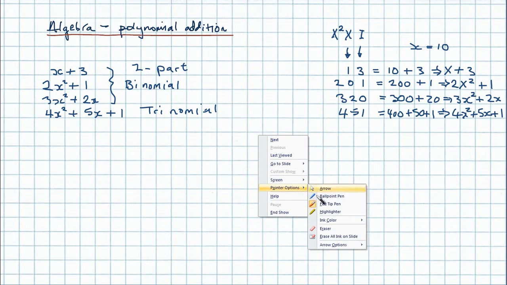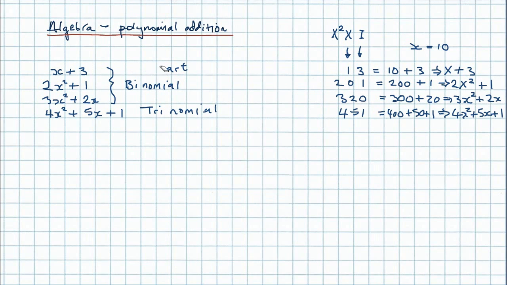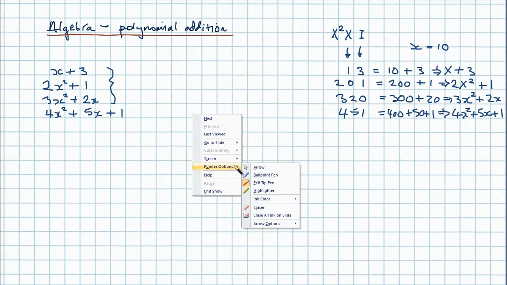So let's just first of all erase this terminology here. But it's very important that we learn these. The reason why it's called a polynomial then, because polynomial simply means many parts. So these algebraic expressions can get very long indeed. Let's just erase the curly brackets as well.